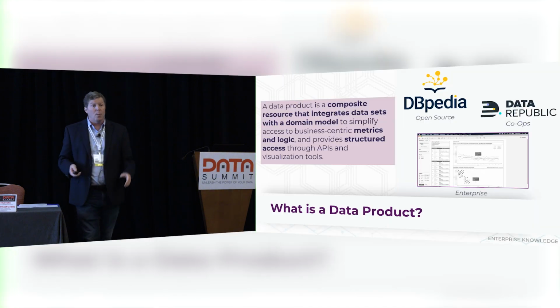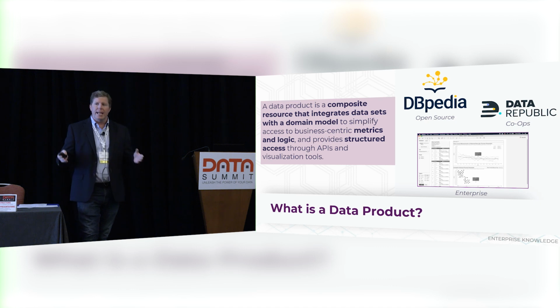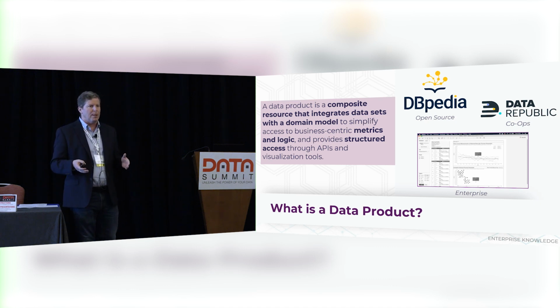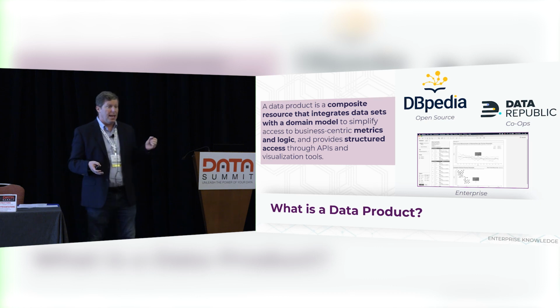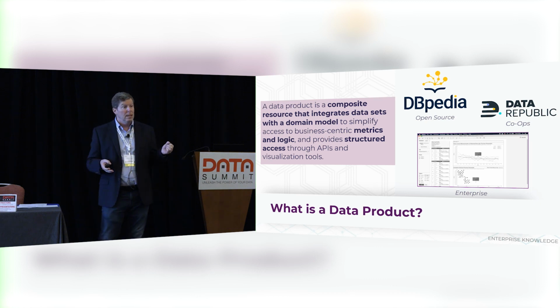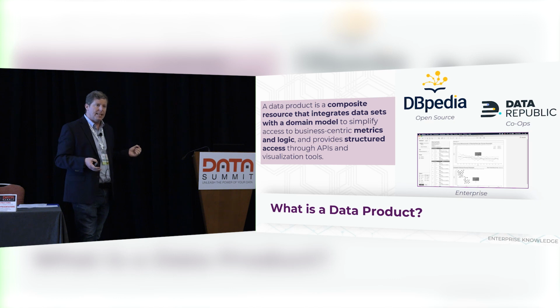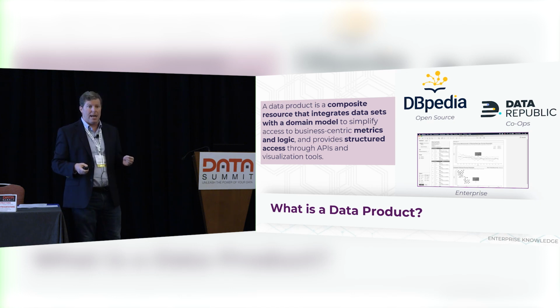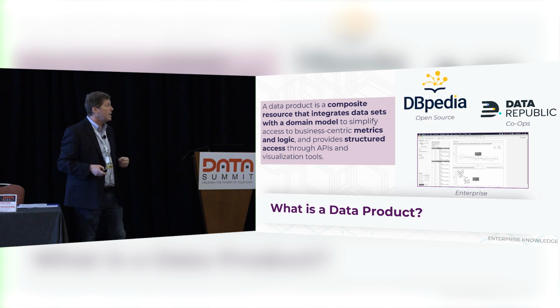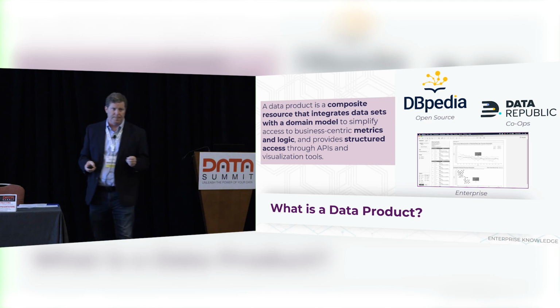So let's start with data products. We all talk about it. Again, you're talking about the marketplace, but it's more about the product. I'm going to read this definition to you, and then I'm going to talk about what I mean by it, because I think there's some real meaning that we want to pull out of this. A data product is a composite resource that integrates data sets with a domain model to simplify access to business-centric metrics and logic and provide structured access through APIs and visualization tools. So let's break that apart and see what that means.